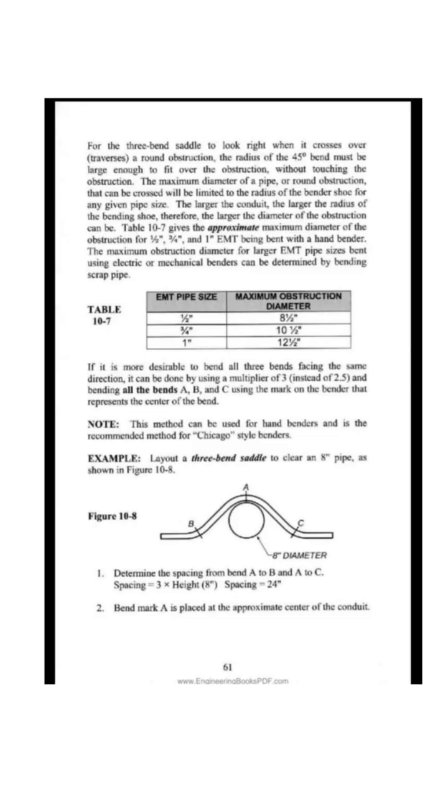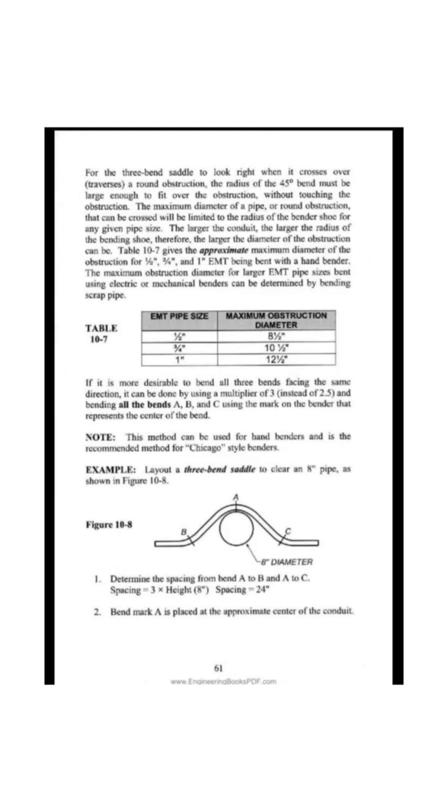scrap pipe. If it is more desirable to bend all 3 bends facing the same direction, it can be done by using a multiplier of 3, instead of 2.5, and bending all the bends A, B, and C using the mark on the bender that represents the center of the bend. Note: this method can be used for hand benders and is the recommended method for Chicago-style benders.